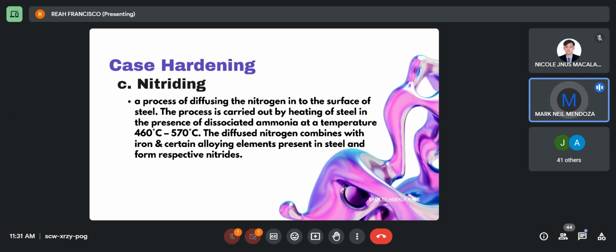For addition is the induction hardening. This method uses an electromagnetic field that heats the surface of the part to a high temperature. Overall, case hardening is commonly used for gears, bearings, and shafts.